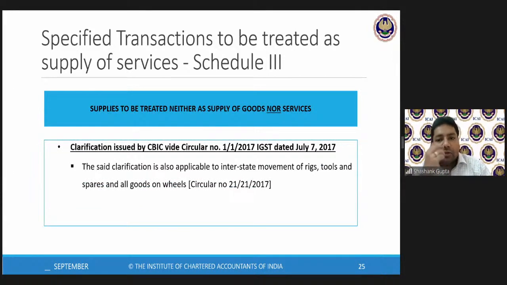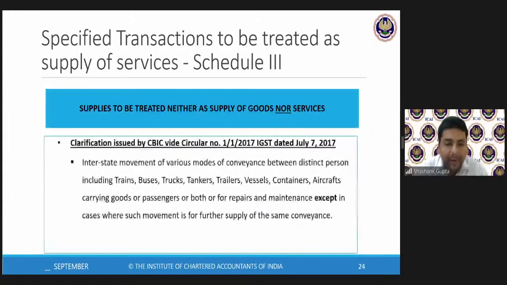Another addition to Schedule 3, that rigs, tools, and spares and all goods on wheels. Now, if you see here, it says specifically that it has to be trains, buses, trucks, tankers, trailers, vessels, containers, aircrafts. But what happens if it's a motorcycle?